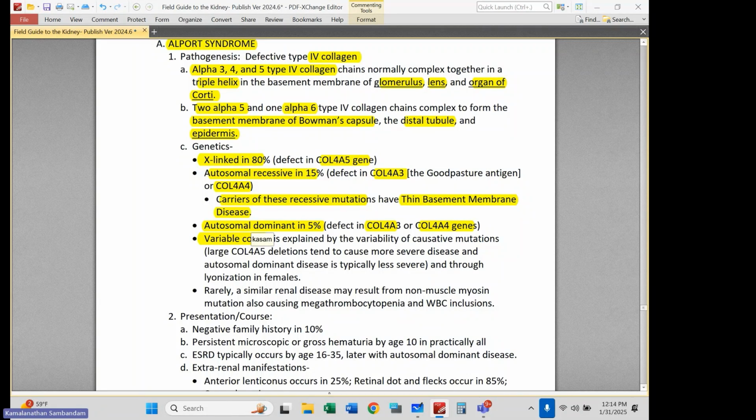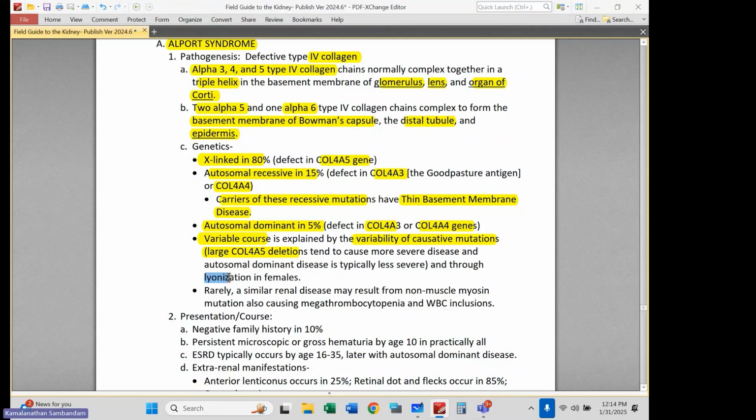If I remember correctly, she has only a single mutation in one of these alpha-3 or alpha-4 chains. But again, she's in her 20s and she has a creatinine of 6 now, okay? Again, there's a variability of causal mutations. In general, larger deletions result in a more severe phenotype. You'll recall that similar pattern in autosomal dominant polycystic kidney disease.